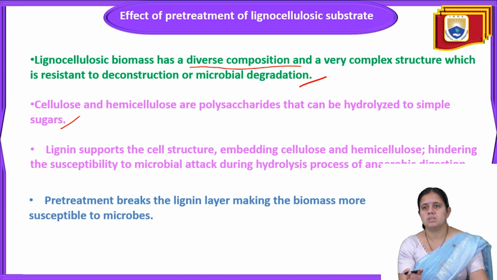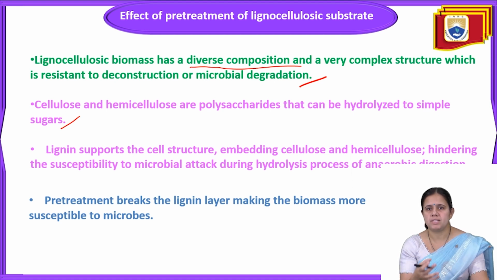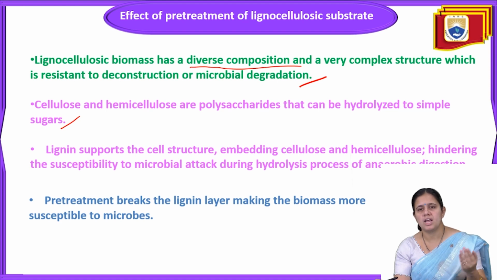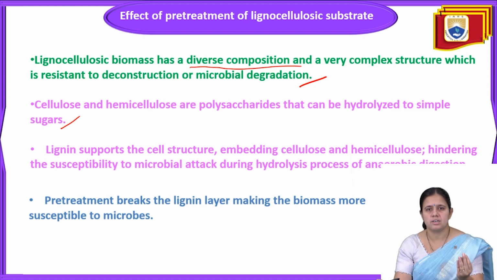So they can go through the hydrolysis process to the simplest sugar. All of these, cellulose, hemicellulose, and polysaccharides, are broken down into smaller units. That smaller unit is called the simplest unit of sugar.